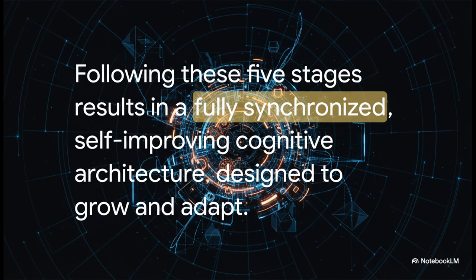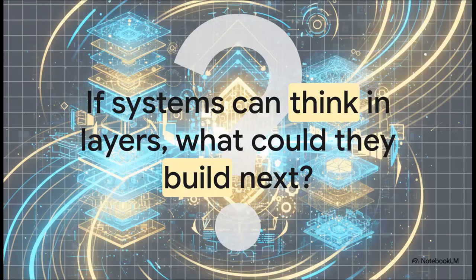And what do you get when you follow these 5 deliberate stages? The result is a fully synchronized, self-improving cognitive architecture. You get a system that isn't just built and then left alone. It's designed from day one to grow, to adapt, and to become more and more effective over time. So this blueprint really shows us a path to building a system that can learn. And it leaves us with one pretty profound question. Once a system can think and learn and improve all on its own, what will it decide to build next?